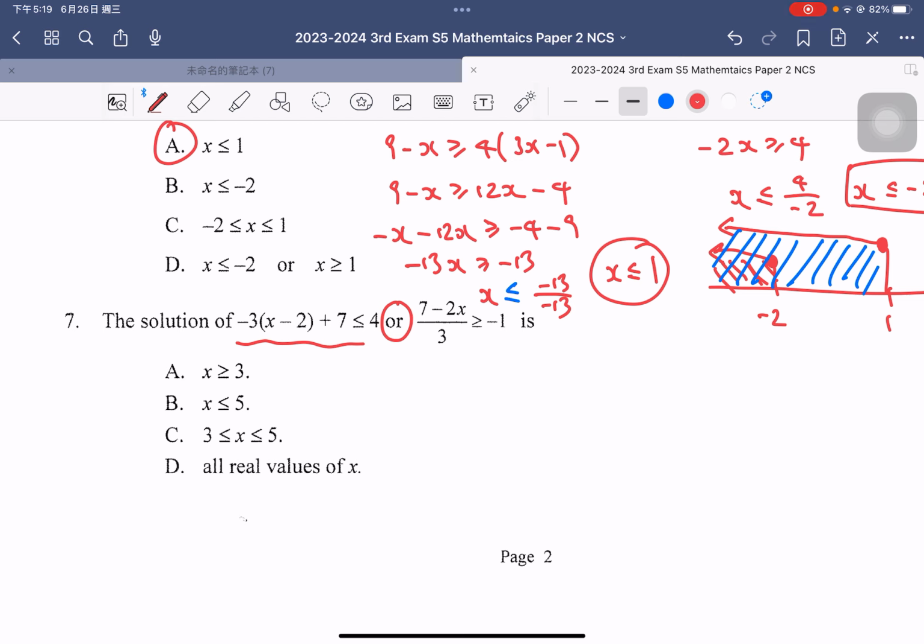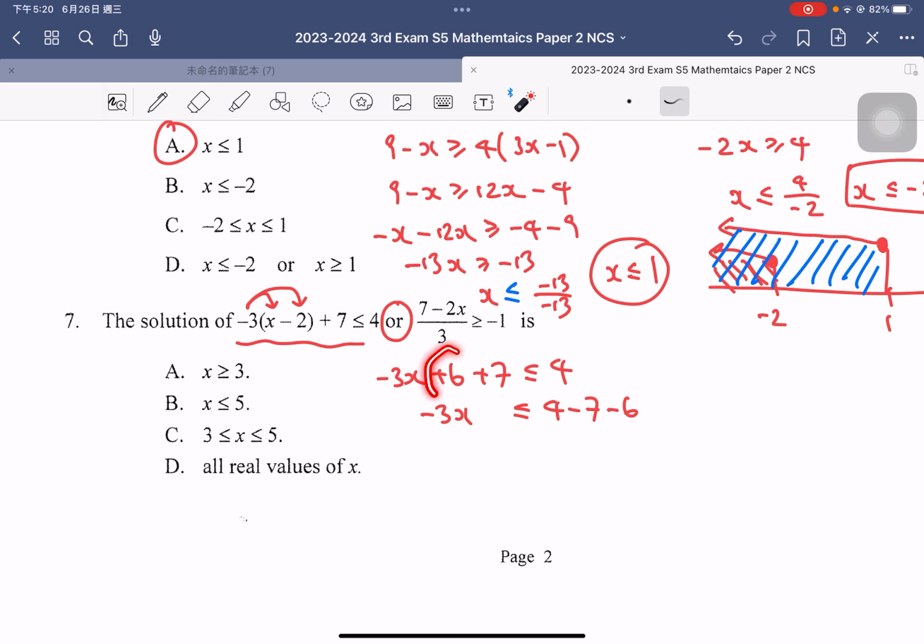We expand the bracket by using the negative 3 times x, negative 3 times negative 2. So I have negative 3x. And bear in mind that negative 3 times negative 2 will give you a positive 6. So plus 6 plus 7 smaller or equal to 4. So the only x that we have is this negative 3x, which means all of the numbers should be thrown to the right. So now I have negative 3x smaller or equal to 4 minus 7 minus 6.